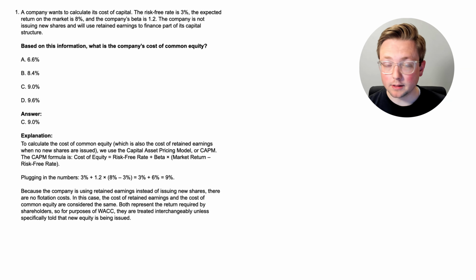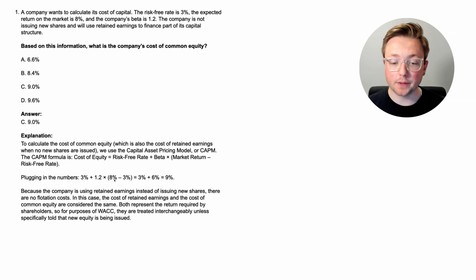So again, to calculate the cost of common equity, we use the capital asset pricing model. And you may have heard of that before. It's also considered the CAPM. The CAPM formula is cost of equity equals the risk-free rate plus beta multiplied by the market return less the risk-free rate. So to do that right here, to calculate the cost of equity, we take the risk-free rate, which is 3%, and that was told to us up here. We add the beta multiplied by the return on the market less the risk-free rate.